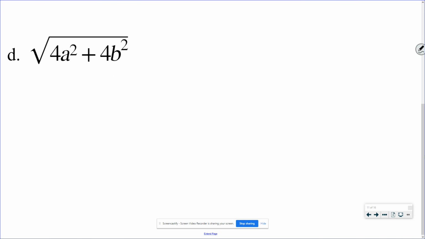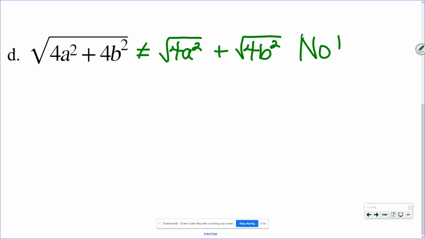The last one is a challenge problem. Remember that there's no property for addition and subtraction. So you cannot say that you can separate it like this. That's not a thing. Okay? This is not a thing. You can only separate things if they are products or quotients, multiplication or division. So this is a challenge problem because this doesn't appear to be multiplication or division. It appears to be plus.